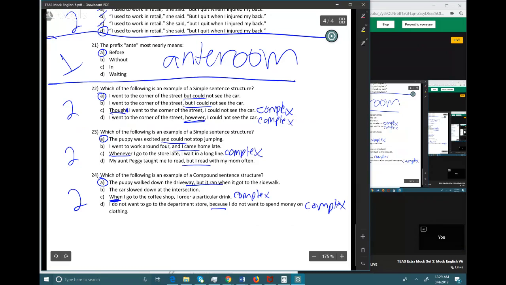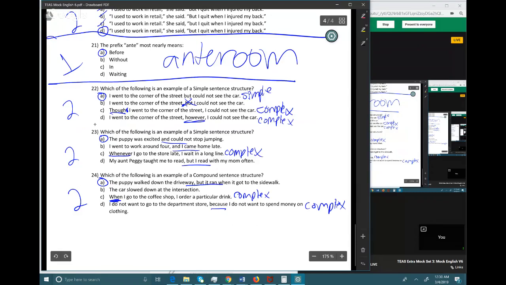The only one that has no conjunction is B of number 24. So number 22A, but could not see. There is no subject here. So if you took out the but, that wouldn't give you the ability to make two sentences. That's why A is simple. B, on the other hand, is exactly the same, except it's got I. Now, if you took out but and you put a period, you could say, I went to the corner of the street. I could not see the car.